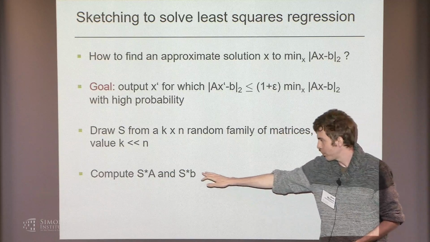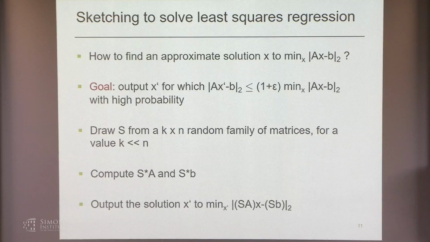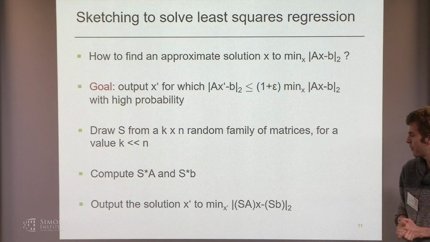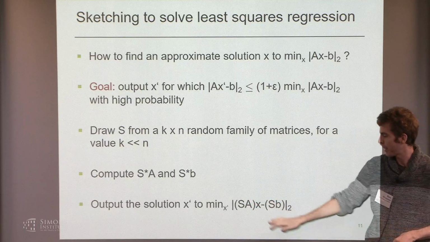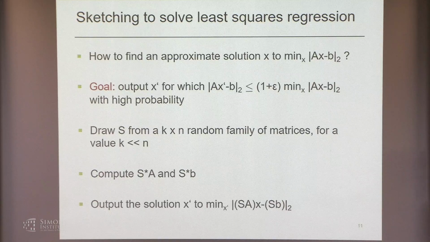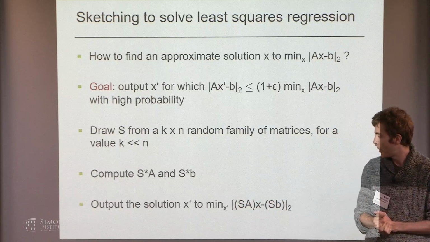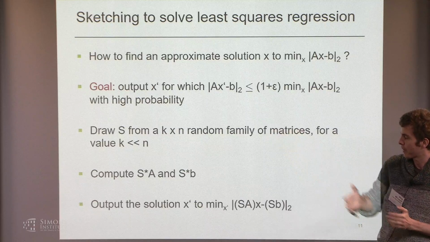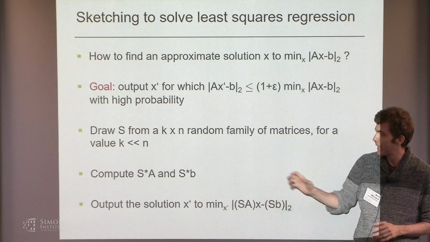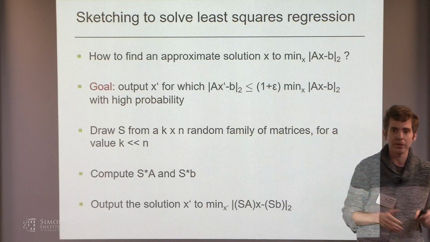S times b, instead of being n-dimensional, is now only k-dimensional. And now you have a black box reduction of the original least squares regression problem to a smaller instance of least squares regression, where you've replaced A with S times A and b with S times b. Now you solve this small version of regression efficiently, say with the closed form solution that I described, independent of n if k does not depend on n. So you can solve this in time like k times d squared. If you think of k as being roughly d, this is roughly d cubed time. So the goal is to choose families of matrices S for which this sketch and solve paradigm works.